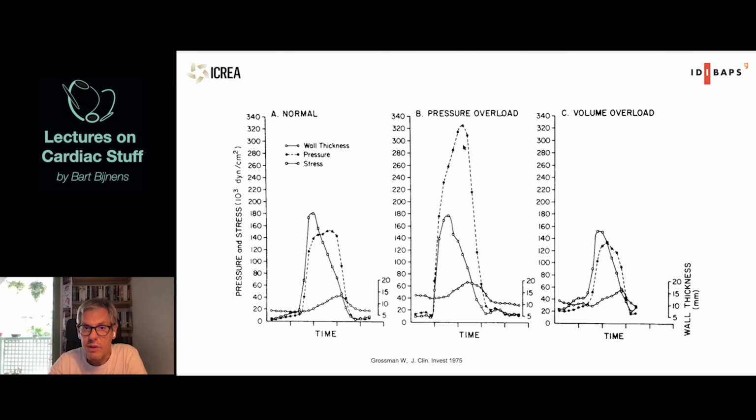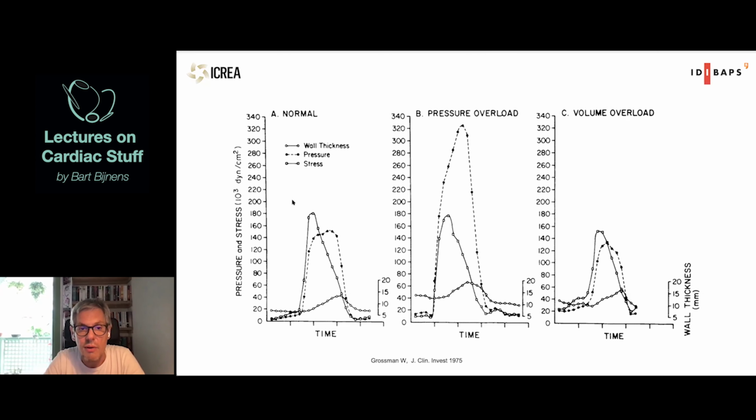If you increase your pressure, what you will see is that the wall stress actually remains the same. That is because you have an increased wall thickening, and because of this increased wall thickening together with an increased force development, the resulting wall stress, of course, remains within normal ranges. So this is nice physiological remodeling, as you can see.